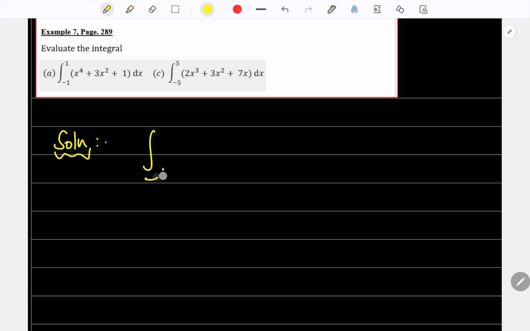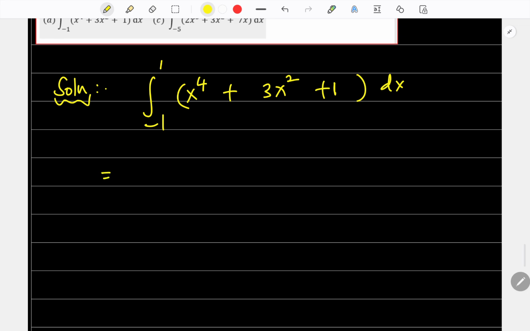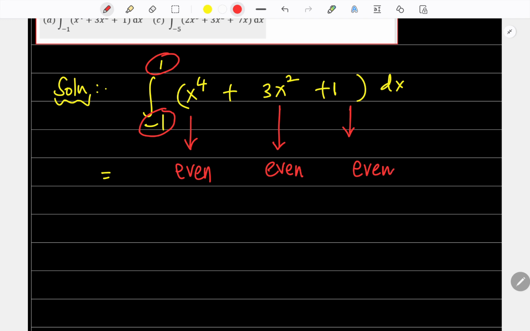Integral from minus 1 to plus 1 of x power 4 plus 3x square plus 1 times dx. The same number is there with minus and with plus. So x power 4, what function? Even function. And what function is this one? It is also an even function. And this one also? I told you, for a constant, it is also an even function.